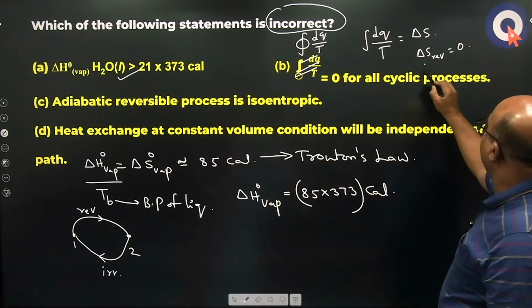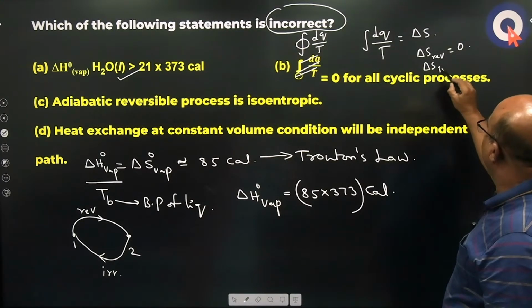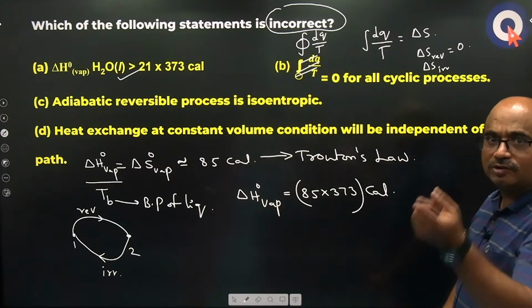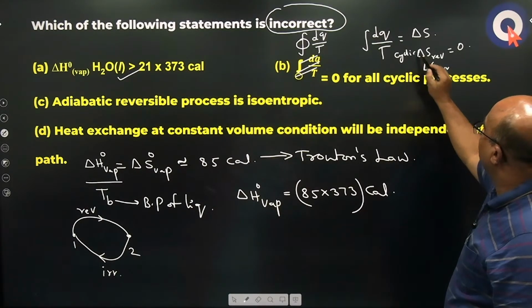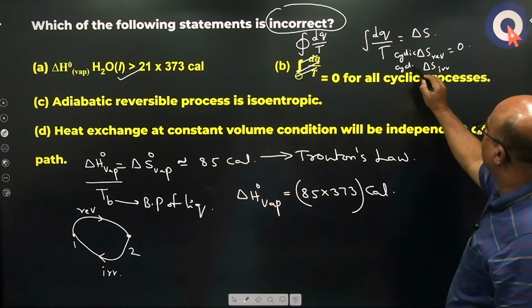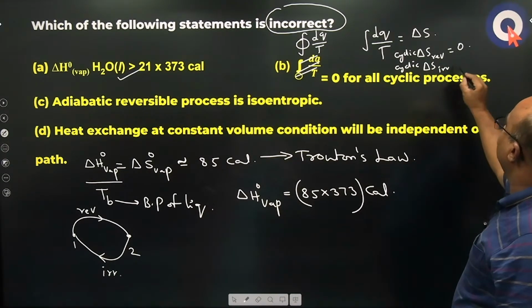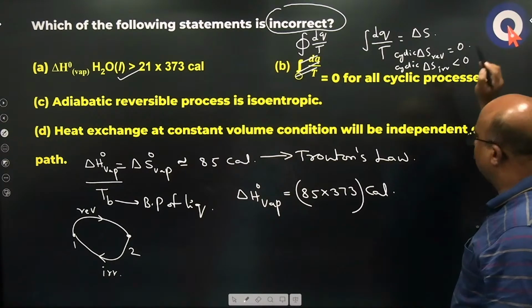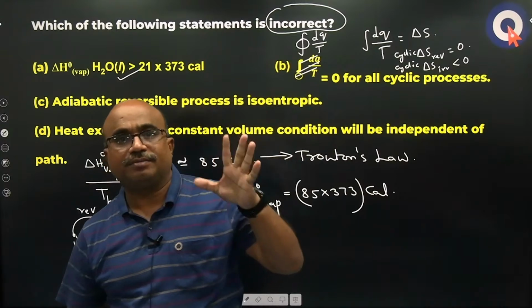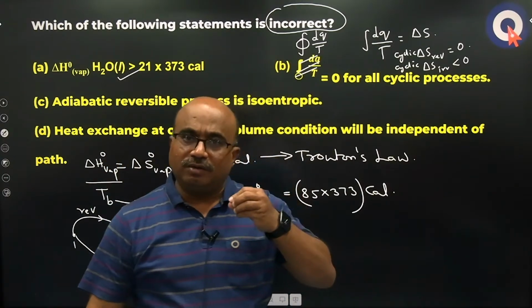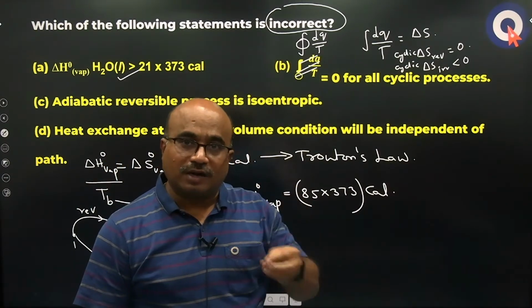But delta S of a total irreversible cyclic process, so cyclic reversible versus cyclic irreversible, should be less than 0, because some amount of heat is actually lost somewhere. That is the conclusion we get from the Carnot cycle.